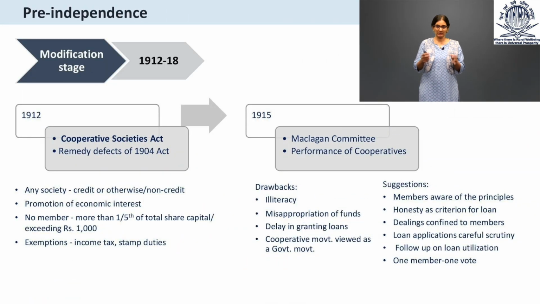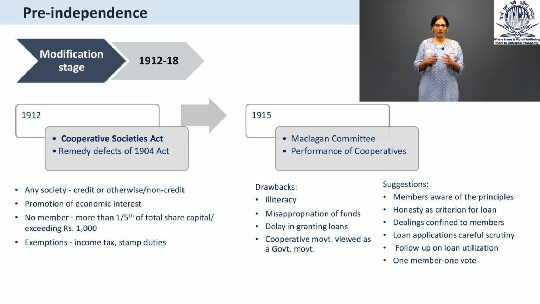Now, learning from the drawbacks of this Act, we see that certain steps came up in the second stage, which is the modification stage, 1912 to 1918. It was in this period that the Cooperative Societies Act of 1912 was enacted, and the drawbacks of the 1904 Act were remedied with this Act.